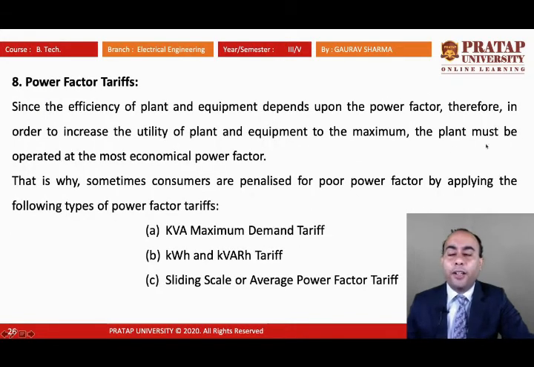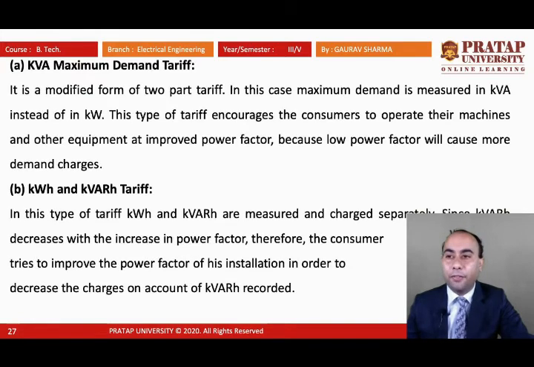Next is power factor tariff. Since the efficiency of plant and equipment depends upon the power factor, in order to increase the utility of plant and equipment to the maximum, the plant must be operated at the most economical power factor. The power factor tariffs are classified into three types: kVA maximum demand tariff, kilowatt hour and kilovolt ampere reactive hour tariff, and the sliding scale or average power factor tariff.